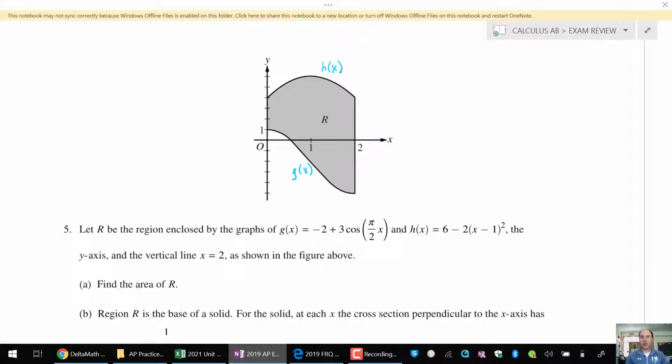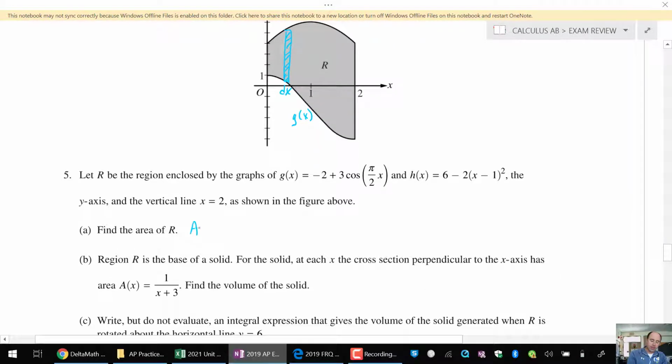This is non-calculator, so I'm going to first build the integral and then use my FTC skills to evaluate the integral that I write. Remember that vertical distance in the coordinate plane is top minus bottom. So if I draw a sample rectangular strip anywhere in the region from top to bottom, that strip is going to have thickness of dx. So I'm going to build an integral all in terms of x.